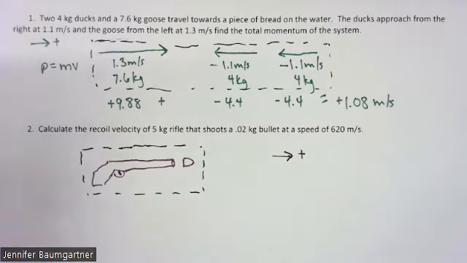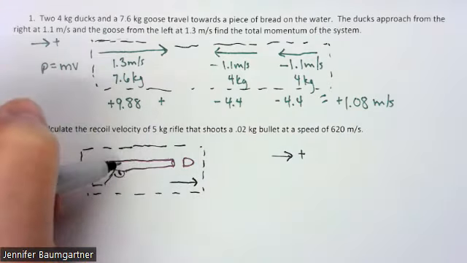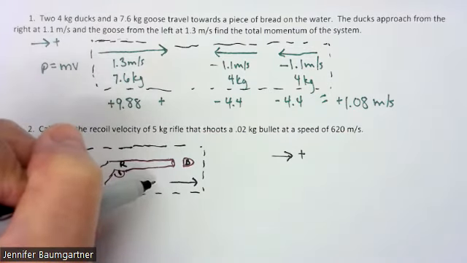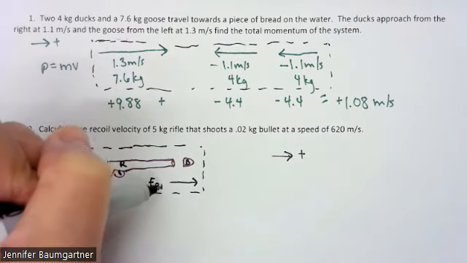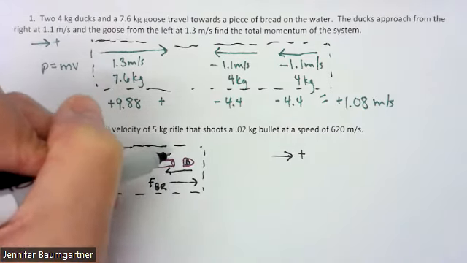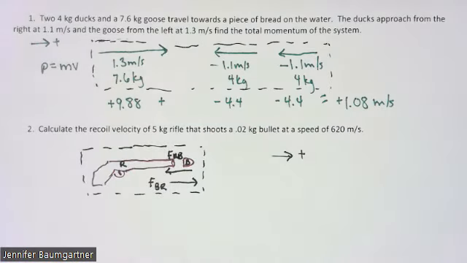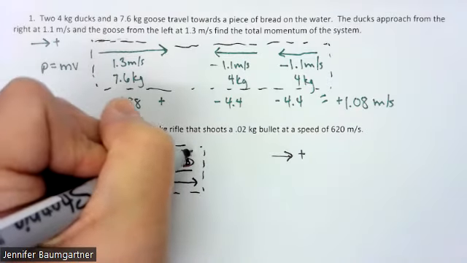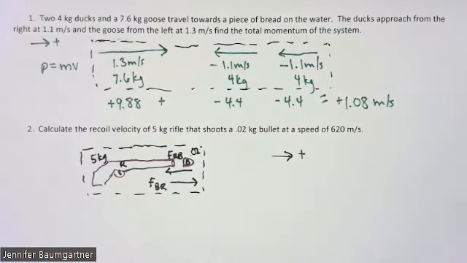So what we have happening is we have a force, call this R and B. So we have the force, let's do a free body diagram, on the bullet by the rifle, and we have an equal and opposite force on the rifle by the bullet. So we know that by Newton's third law, we have two forces going on here, and they're going to be equal and opposite. It's an action-reaction pair. But we have different masses. This is 5 kilograms. And the bullet is 0.02 kilograms.